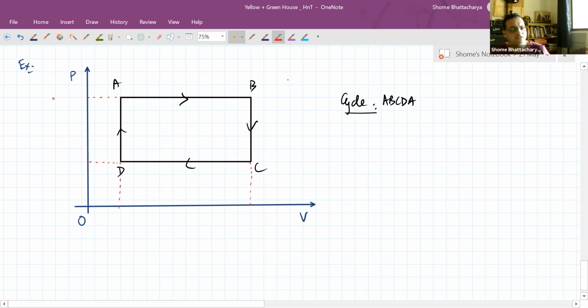Okay, now let's say that this pressure is 4 atmospheres, this pressure is 2 atmospheres. This volume is 3 liters. Now given that the temperature at E is equal to, let us say, 300 Kelvin, and the temperature at C is equal to 450 Kelvin.